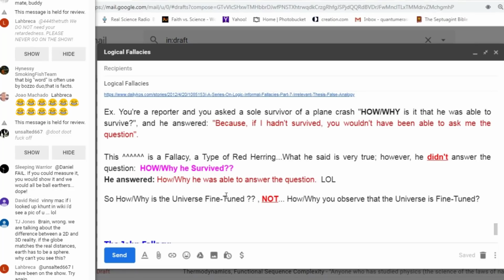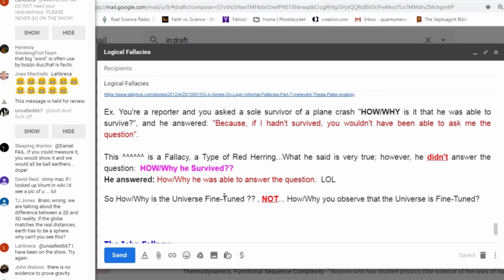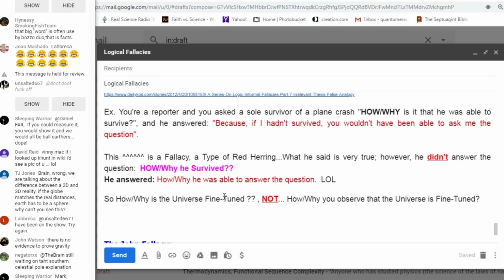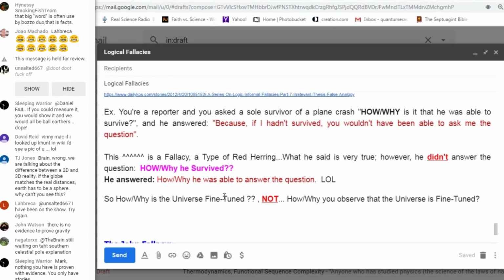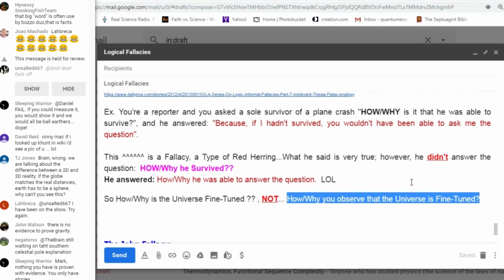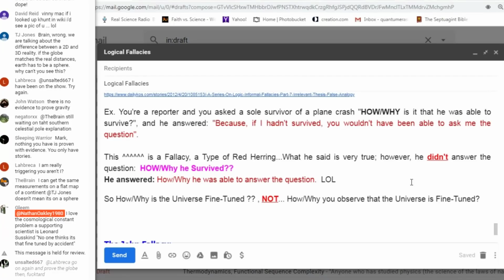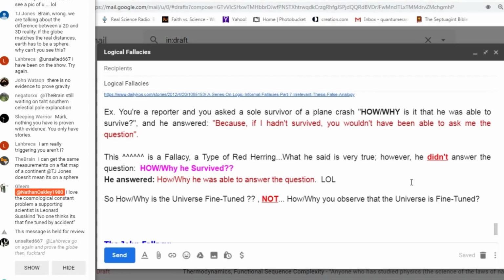This isn't one of my arguments. This is a fine argument, the fine tuning argument. It's really sound. It's just not the one that I've used. I like it though, but you're going to see this response every single time. Well, how is the universe fine tuned? Well, if it wasn't fine tuned, I wouldn't have been able to answer you.